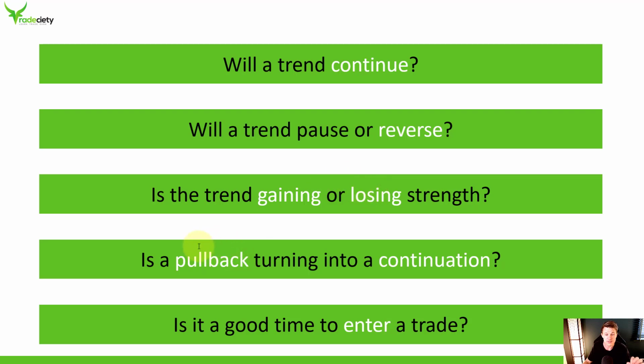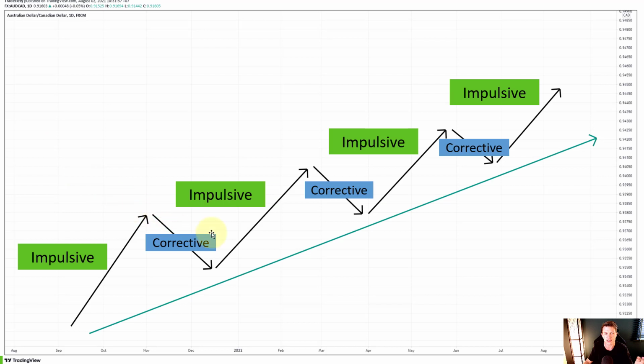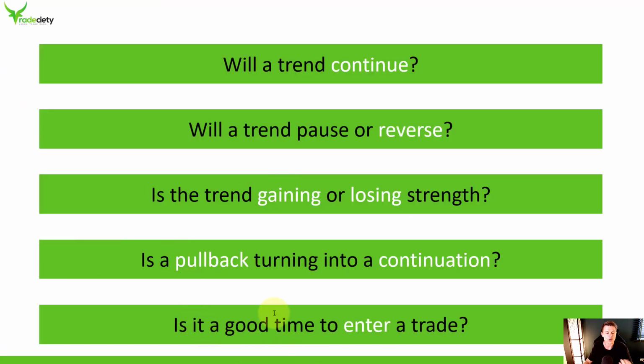And something also very interesting: is a pullback turning into a continuation or not? This means more specifically, a pullback is often referred to as a corrective wave, and sometimes, especially in a mature trending environment, those corrective waves will keep going and going and not always turn around into an impulsive wave. And sometimes the corrective waves will actually become impulsive waves into the other trend direction. So when we go from an overall uptrend to an overall downtrend, this is usually done when the correction waves extend and lead into impulsive waves. And obviously the question, is it a good time to enter a trade, is something that every trader needs to answer before pulling the trigger.